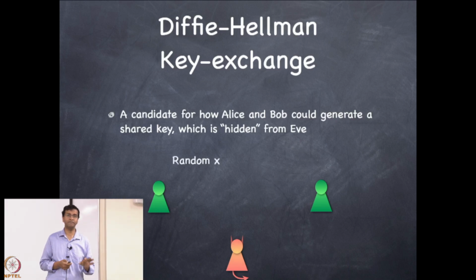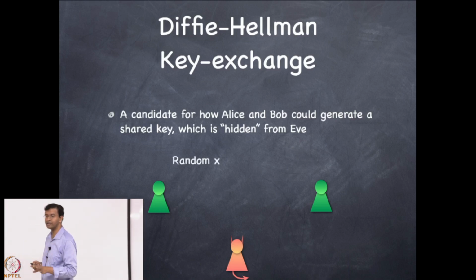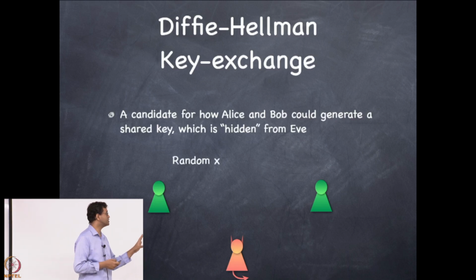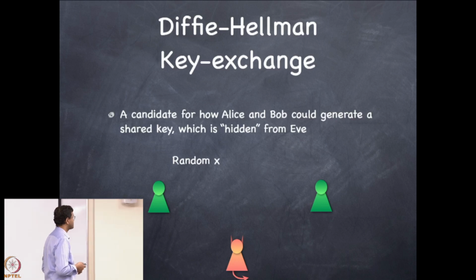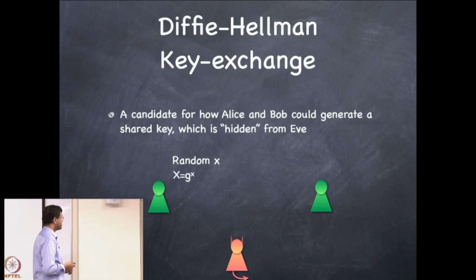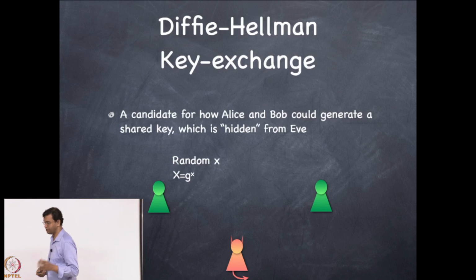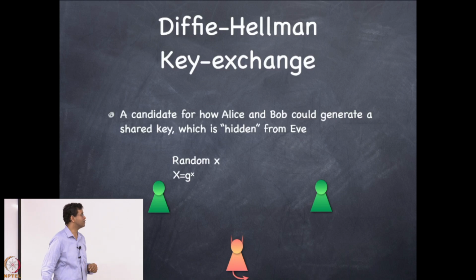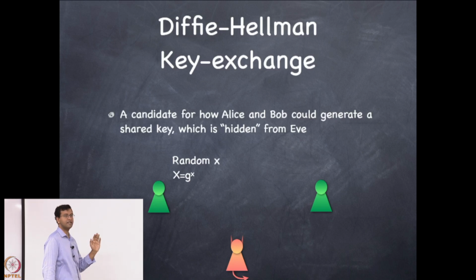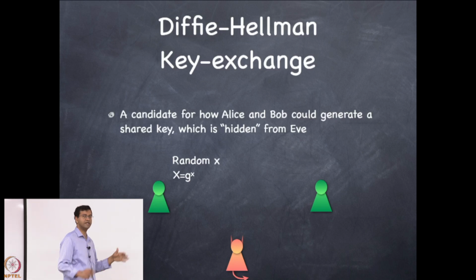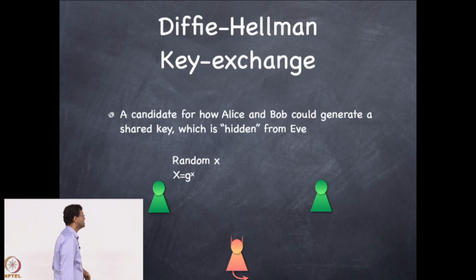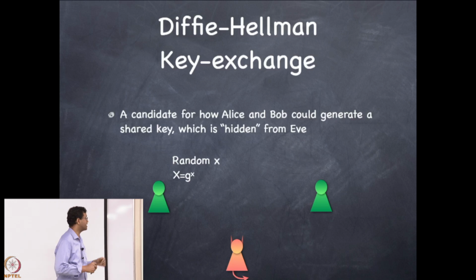Alice will pick a random X. It's a random number in some range. Doesn't matter for now; just think of it as some integer in some range. And she will compute this thing, which I've not fully told you what that means, but think of g as another number, again in some subset, and g to the power x is just raising the number to the power x. Okay?